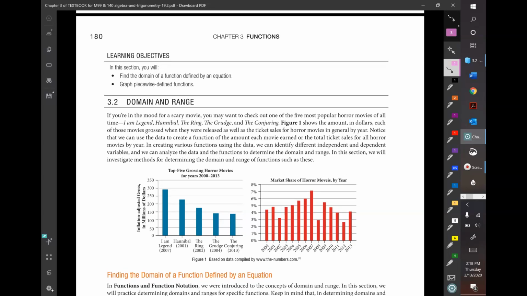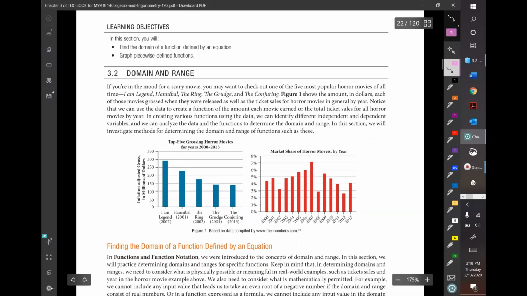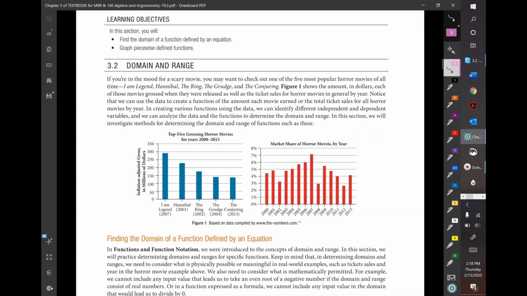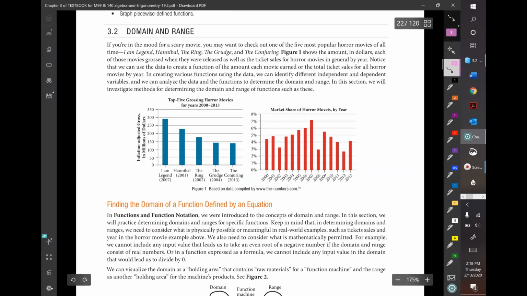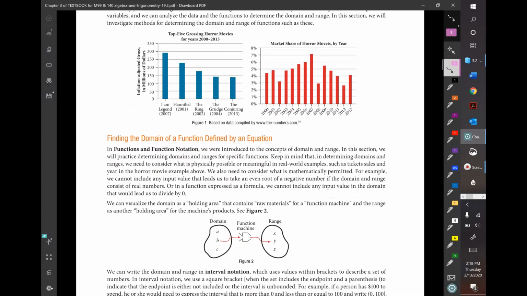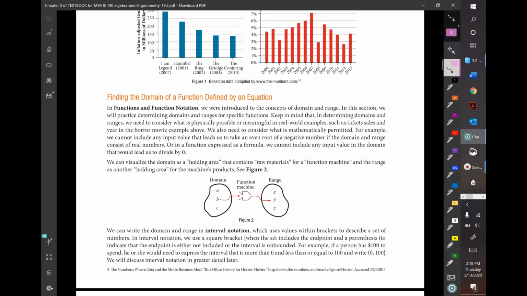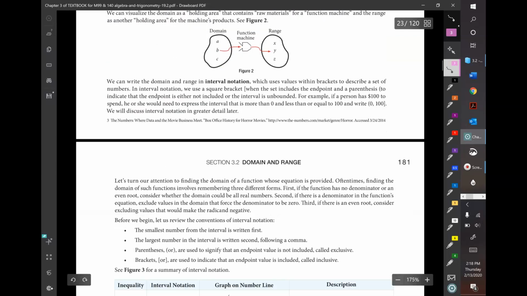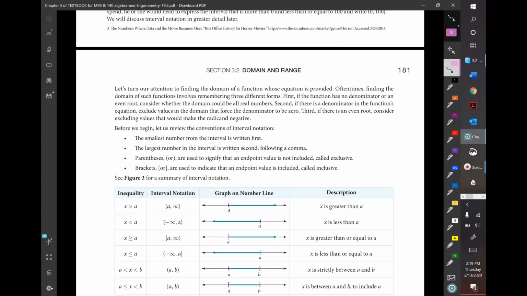So this one now is domain and range. So you're pretty familiar with domain. We've talked about that before. It's what your inputs are going to be. And your range is what your outputs can be. So read through this contextualized problem. I'm not going to read it to you, but that gives you some idea of what it's supposed to be. We usually write the domain and range in interval notation.